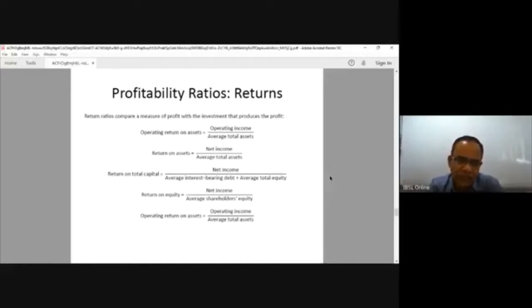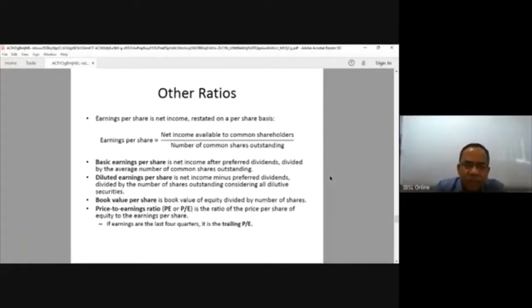This is a very popular yardstick: ROE, return on equity, and ROC, return on capital employed. These are important parameters to look at a particular business. Even for banks in the market, we used to see what the ROE, ROC and ROA, return on assets, are. So these are a few profitability ratios.